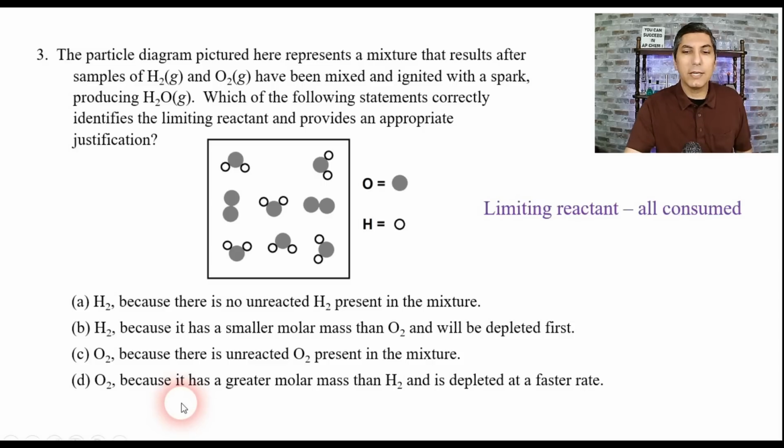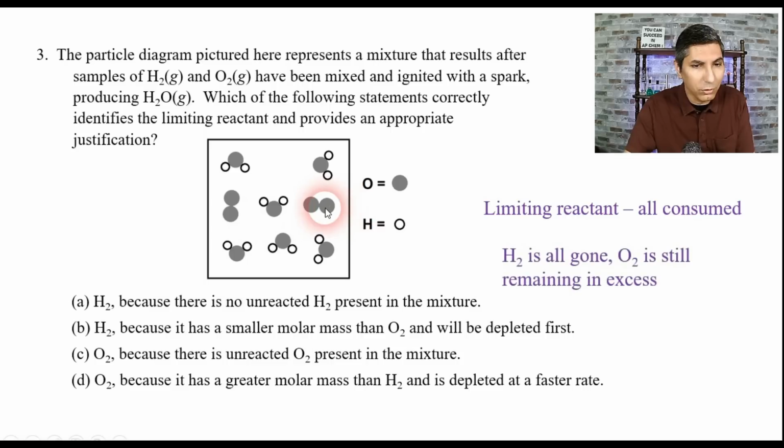And we know that the limiting reactant is the reactant in a reaction that's completely consumed. That means at the end of the reaction, there should not be any of it left over. As I look at the diagram here, I notice that there are a couple of molecules of O2 still left in the mix, but there is no more H2. I just can't see any molecules of H2 here. So that tells me that H2 is the limiting reactant.